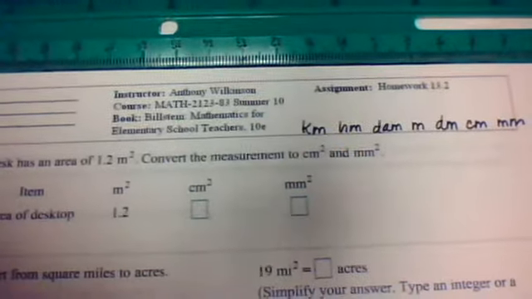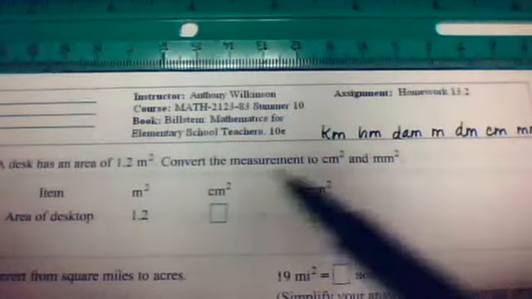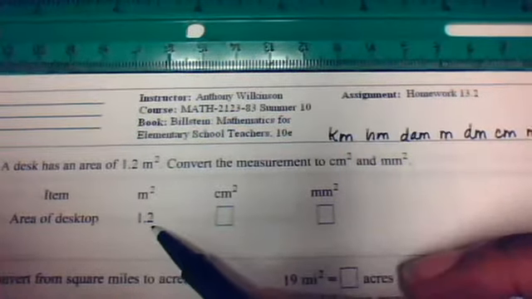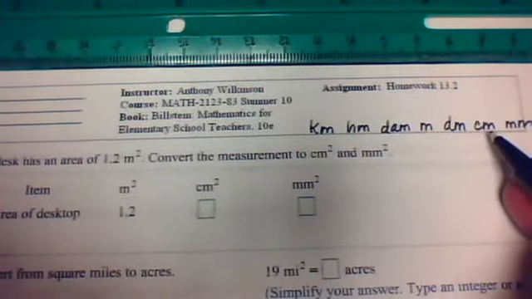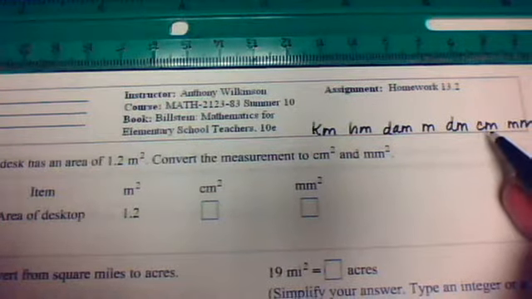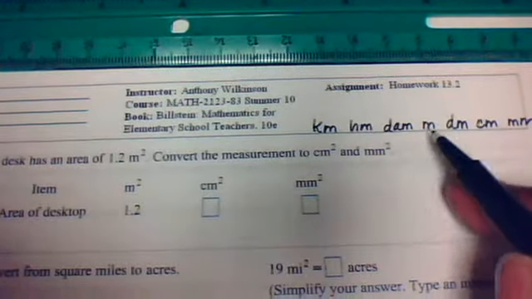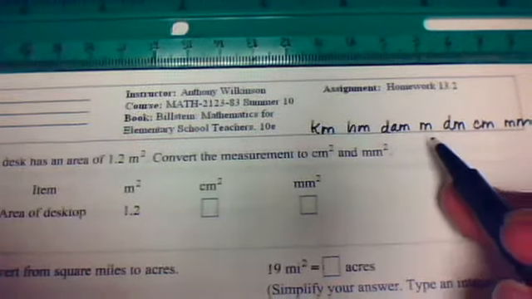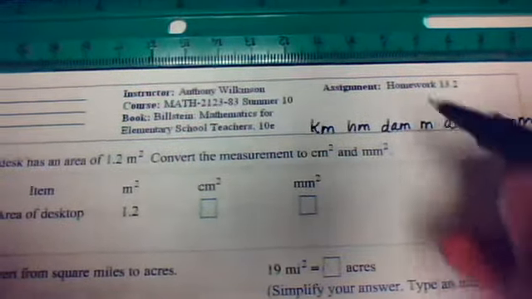Now, since we're dealing with square units, we always move 2 times the number of places that we would normally move, either to the left or to the right. Now we're converting from 1.2 square meters to square centimeters. Notice from meters to centimeters, we normally would move the decimal point 2 places to the right. However, since we're dealing with square units, it's going to be 2 times the number of places. So instead of 2 places to the right, it's going to be 4 places to the right.